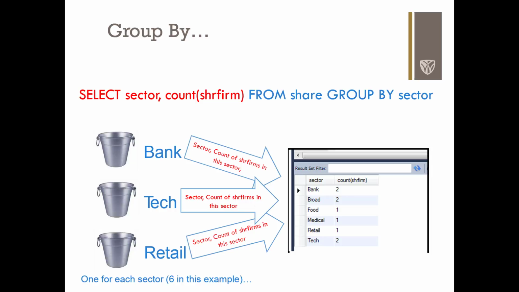What this does is, as you can see, it groups the entire list by sector. In this case, we have multiple sectors defined. And then for each one, it counts the number of shares within that particular sector.